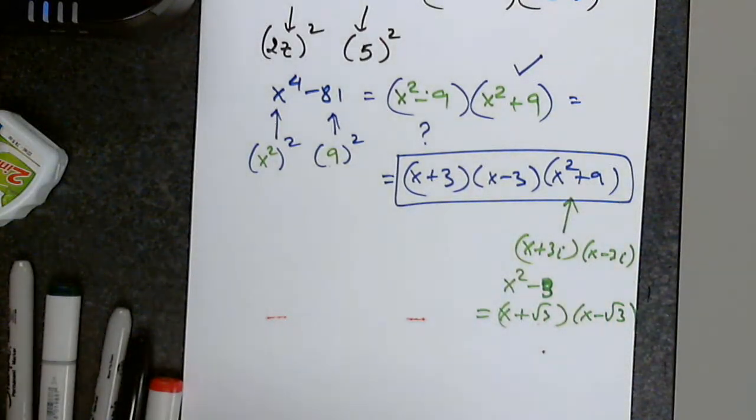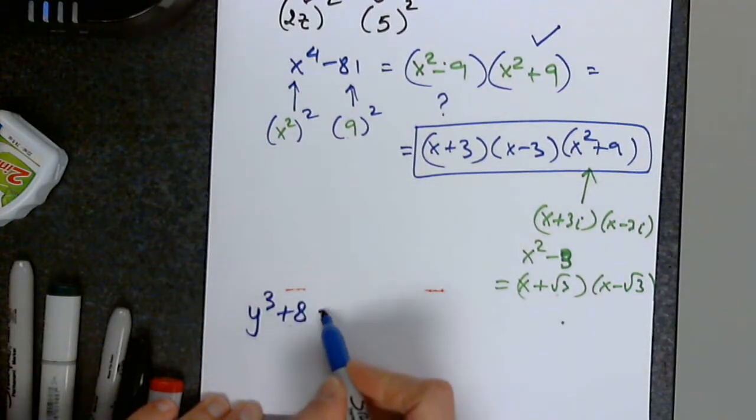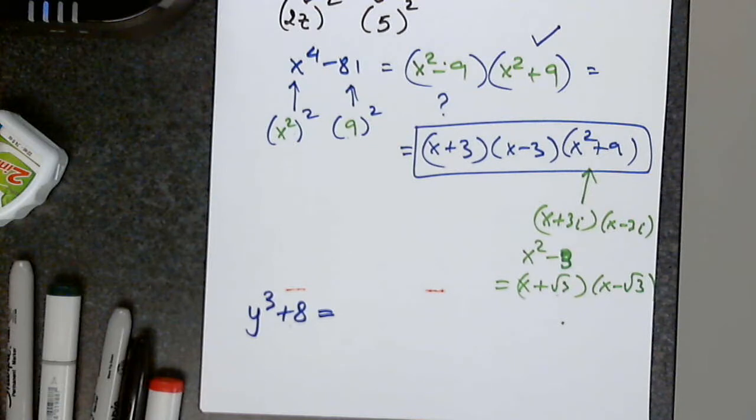Okay, y cubed plus 8. I go through the first 4 steps quickly in my head. It's a binomial. It's in descending order. No greatest common factor. No negative leading coefficient. No special product. And again, I'm debating with myself, which one is it? Is it the sum of cubes or the sum of squares? Well, if it's a sum of squares, there is nothing I can do because the sum of squares is not factorable. So now, is it the sum of cubes?